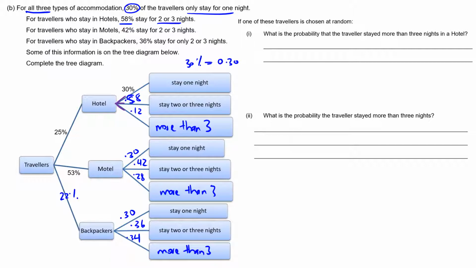What is the probability that a traveller spent more than 3 nights in a hotel? So here's hotel, here's more than 3 nights. So that happens just here. To get there we have to multiply along our branches. That is 0.25 times 0.12, and that gives you an answer of 0.03. That there with the working is your merit tick. You could get an achieved tick with just your correct answer only, but to get your correct answer you should learn the working, so just write the working down.